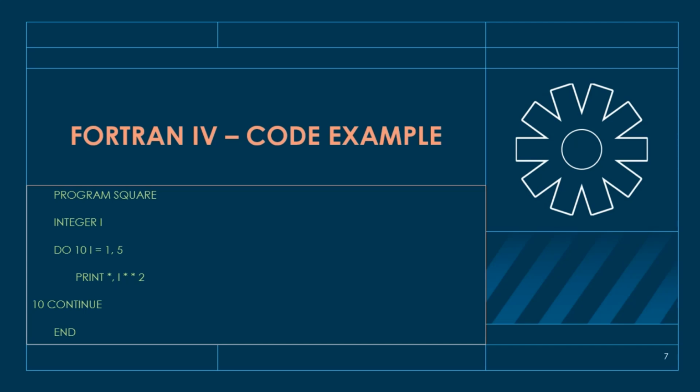And also, one thing that is very important to point out is that in modern Fortran, do loops don't need labels like the 10 before the continue there, but this was necessary in older versions like Fortran 4, for example, and the end to finish the program.